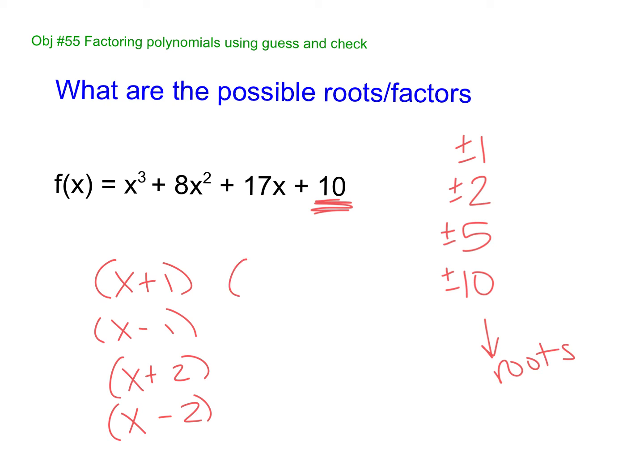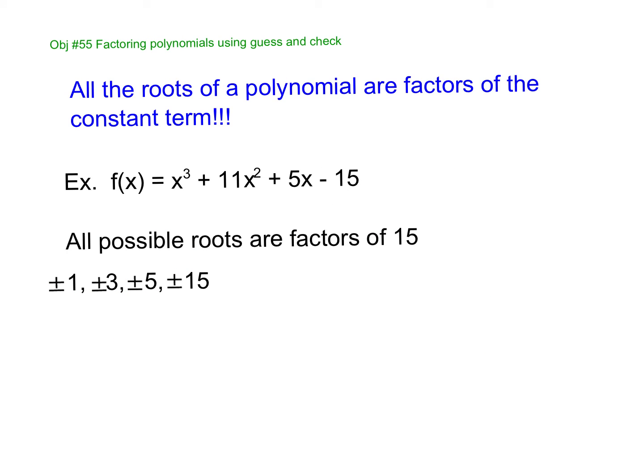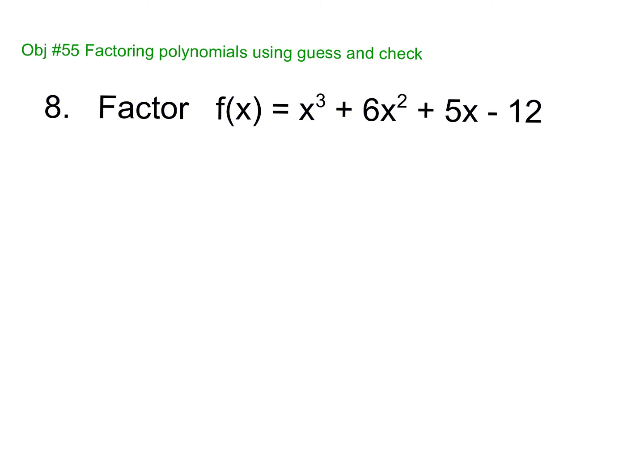These are all the possible factors and roots, but we don't necessarily know which one it is. So we end up having 8 possibilities here. All the roots of a polynomial are factors of the constant term. So we're going to look at that last term, and then we're going to write down all the factors of it. Plus or minus 1, plus or minus 3, plus or minus 5, plus or minus 15.